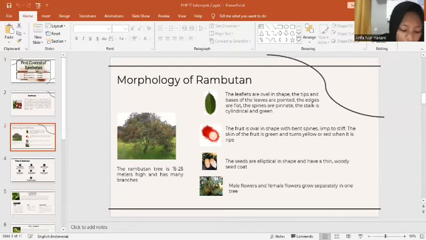Spines are limp to stiff. The skin of the fruit is green and turns yellow or red when it is ripe. The seeds are elliptical in shape and have a thin, woody seed coat. Male flowers and female flowers grow separately in one tree.